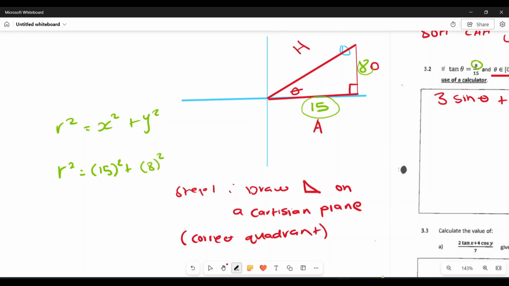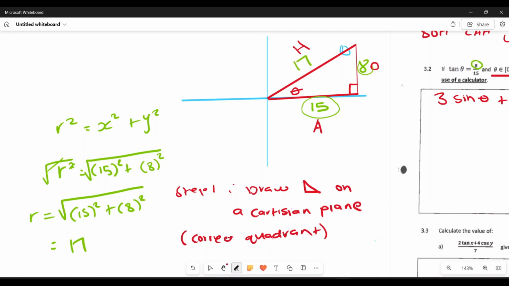And remember, I'm looking for r, not r squared. So I need to square both sides to get rid of this square. Now, as a result, my r is equal to the square root of 15 squared plus 8 squared. Now, if I punch that into my calculator, my r should be equal to 17. So my hypotenuse here is 17.